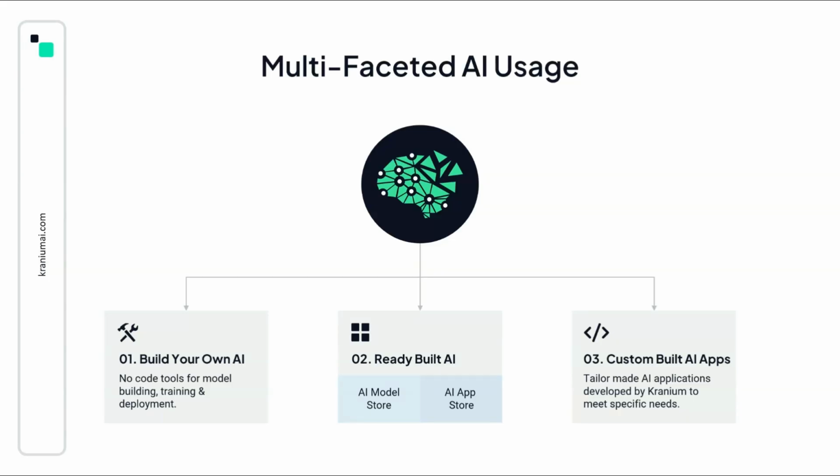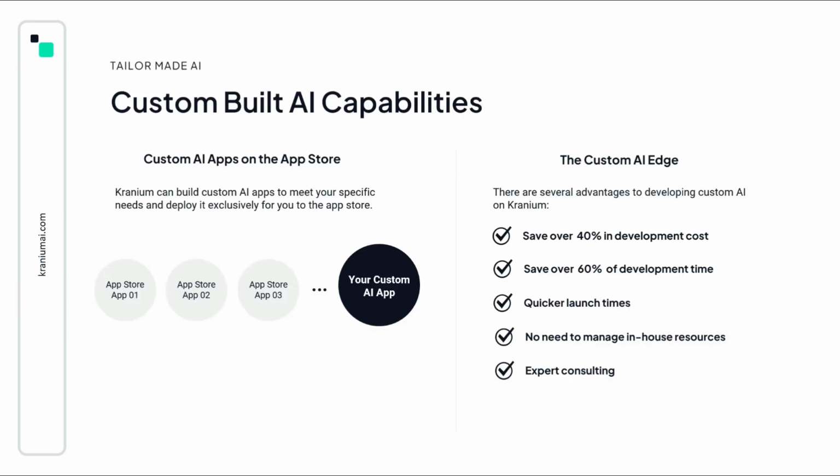Let's explore the third facet of Kranium, custom-built AI apps. While Kranium offers ready-built AI models and apps, we understand that your business might have unique requirements that demand tailored AI solutions. Whether you need AI consulting, data labeling, data analytics, or complete AI development services, Kranium has you covered. What sets Kranium apart from traditional AI consulting or development firms is its robust and scalable platform. This platform significantly accelerates the AI development process, delivering impactful results faster and more cost-effectively.